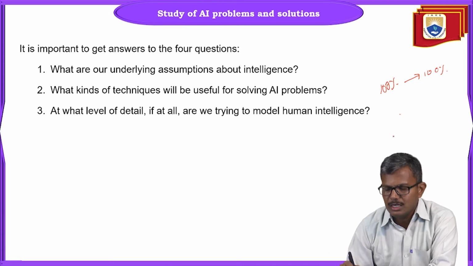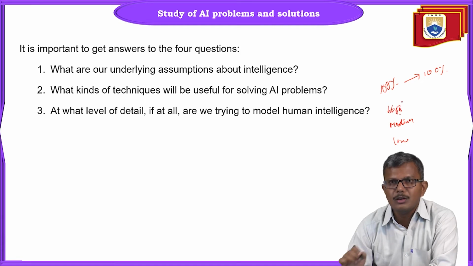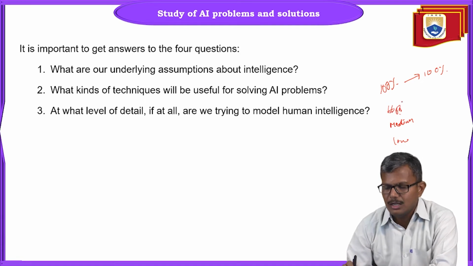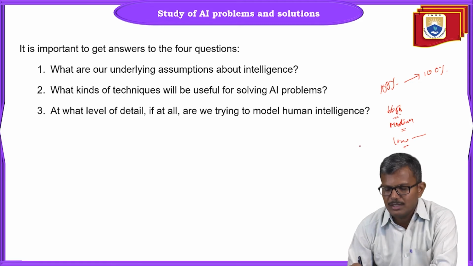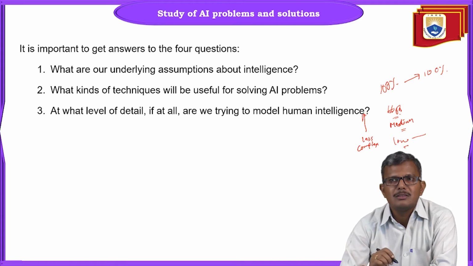If you say that the problem's complexity is low, medium, or high, then you need to understand whether you are going to implement artificial intelligence for problems which require low intelligence, medium intelligence, or high intelligence. If your problem is less complex, then low intelligence is required. But when the complexity increases, definitely you need to exhibit a higher level of intelligence.